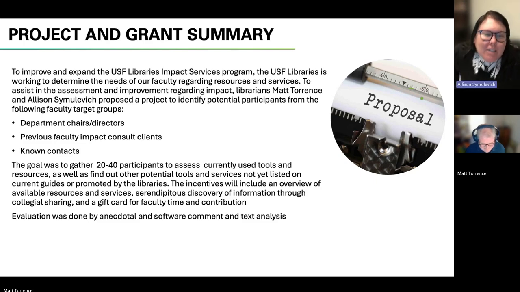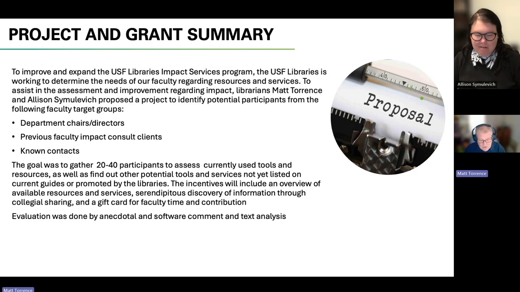So we were going to be doing anecdotal evidence and software comment and text analysis, which is something new for me. So I'll talk more about my fun experiences with NVivo. But this is just what we thought would be the best way of finding out whether or not we were hitting the mark.